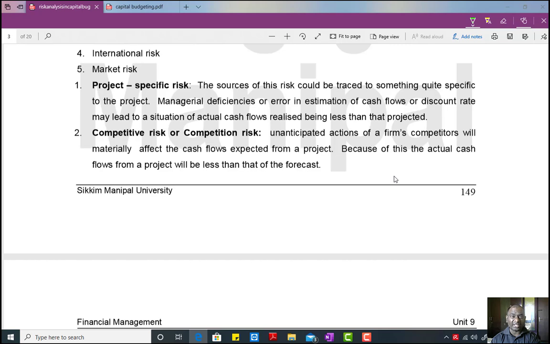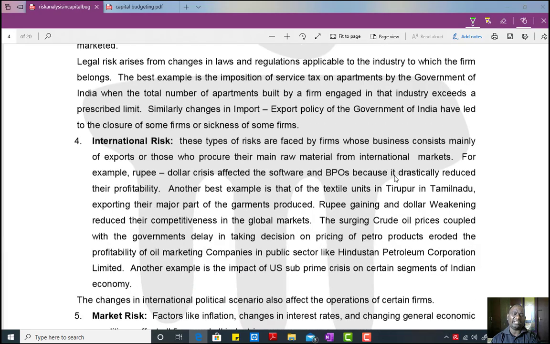Then if you are doing a particular specific project, let us say you are doing mining, there is a risk involved in the mining because you do not know very clearly how much cash flow you will generate. Now, these are the sources of risk. What are the sources of risk? Project risk, competition risk, economic risk, industry risk, and international risk.